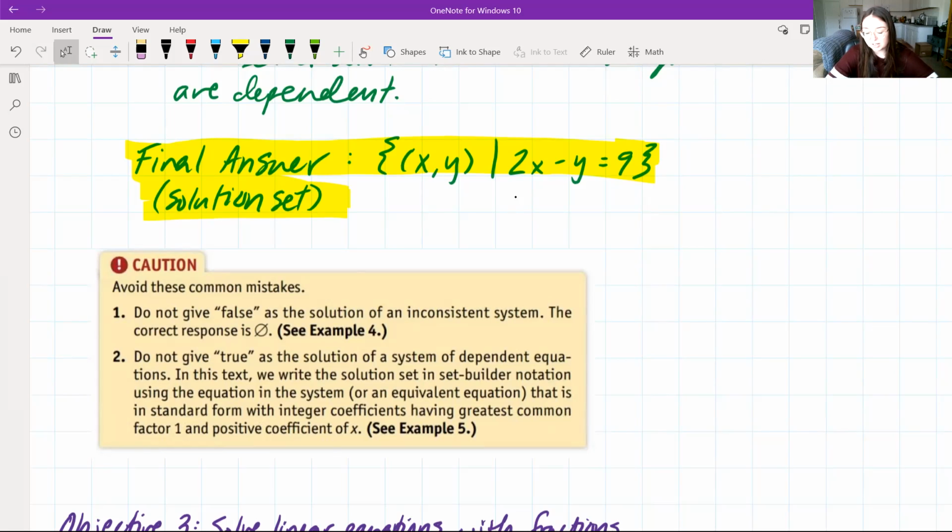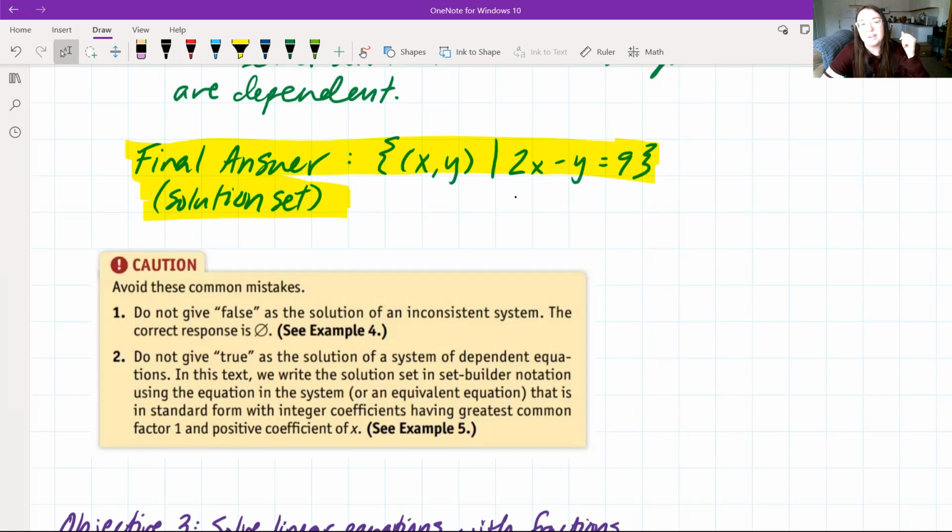So for number 2, do not give true as a solution of a system of dependent equations. In this text, we write the solution set in set builder notation using the equation in the system or an equivalent equation that is in standard form with integer coefficients having greatest common factor 1 and positive coefficient of x. So in this case, we were just picking one of our equations or equivalent equations and just making sure that's in standard form when we write in our solution set.